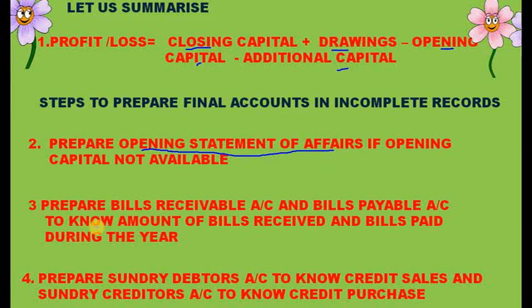The third point is, we have to prepare bills receivable account and bills payable account to know the amount of bills received and amount of bills paid during the year. The next point, we have to prepare sundry debtors account and sundry creditors account so that we can find out credit sales and credit purchase.